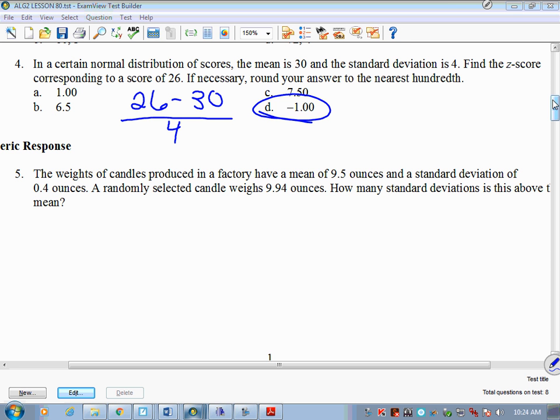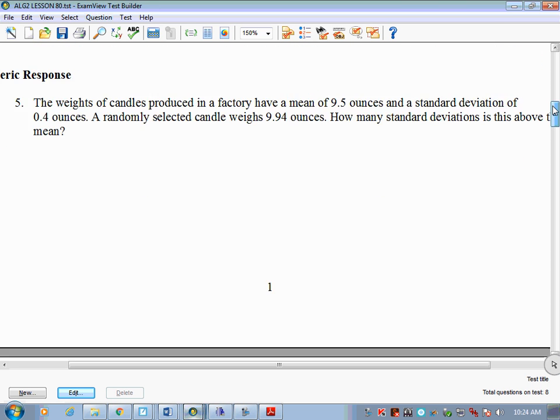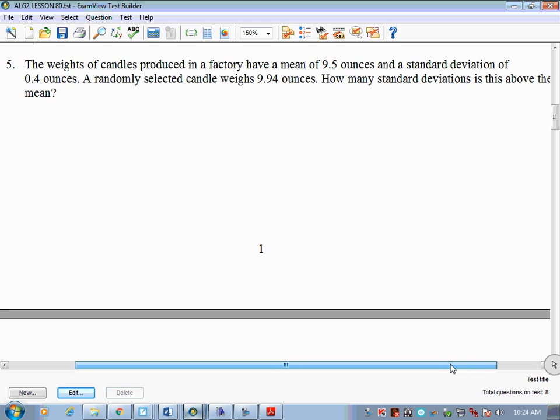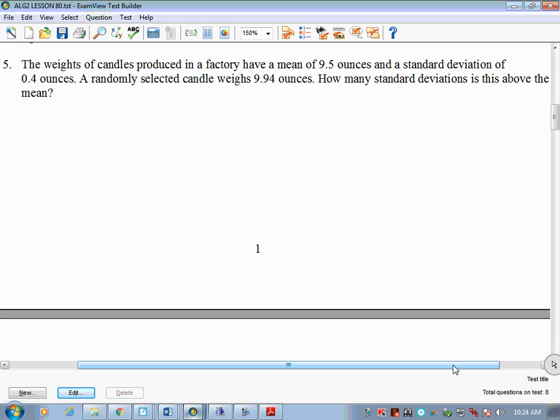All right, let's see. 8 questions. We're 4 down. All right. The weights of candles produced in a factory have a mean of 9.5 ounces, standard deviation of 0.4 ounces. A randomly selected candle weighs 9.94 ounces. How many standard deviations is this above the mean? Okay.